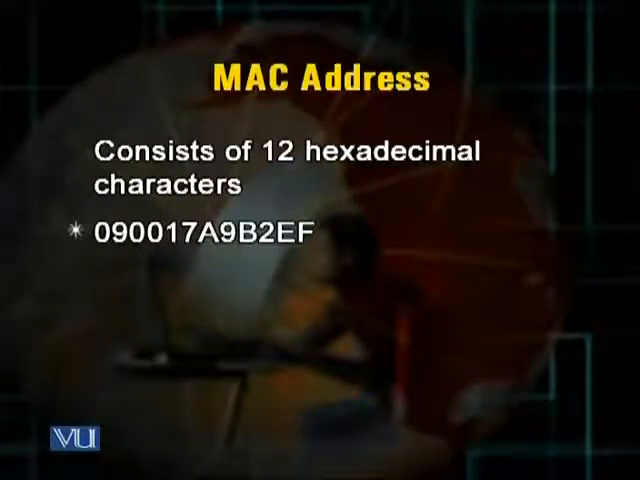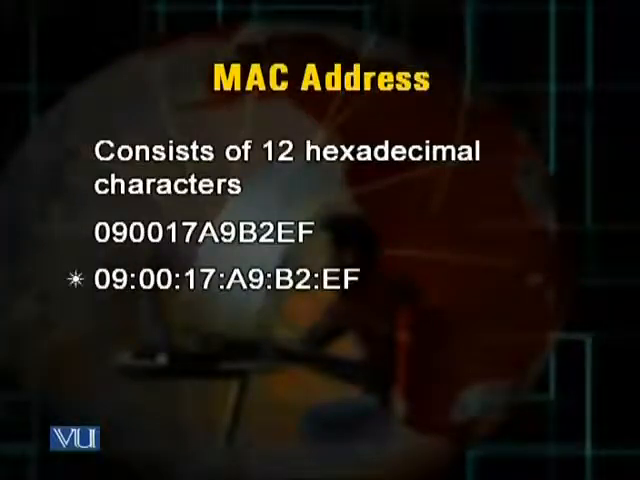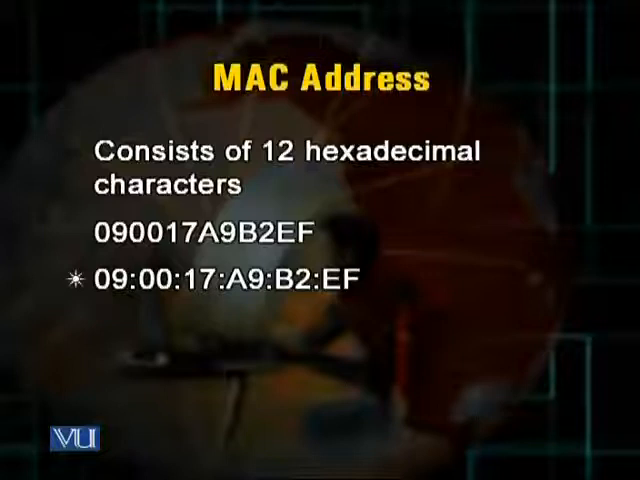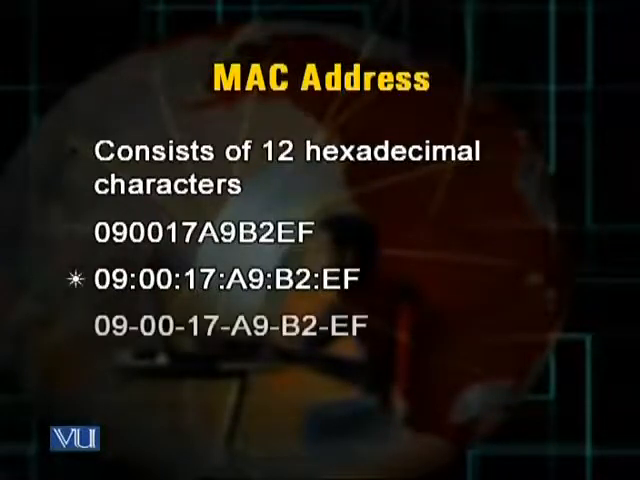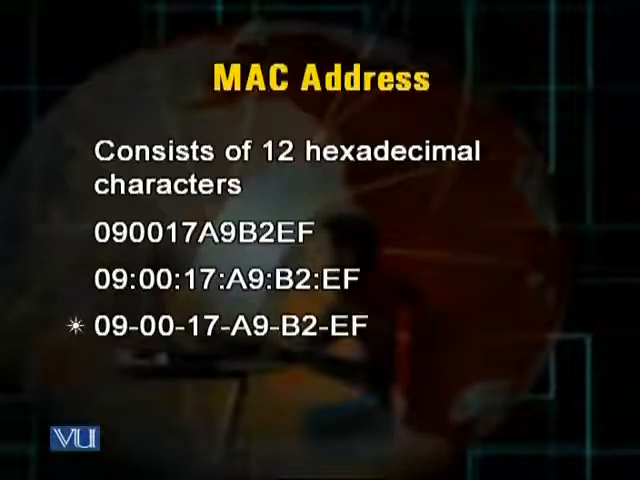It can come in different formats. One shown in the slide before you is 090017A9B2EF. Another format of the same address is colon separated. Then it can also come as hyphen separated. So at the bottom you see 09-00-17-A9-B2-EF. These are all the media access control or MAC addresses which would be available inside the computer machine, printed on its network card.